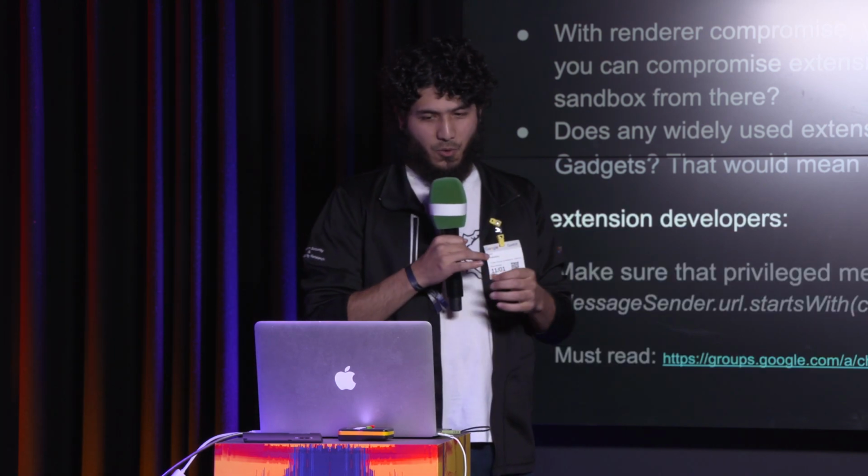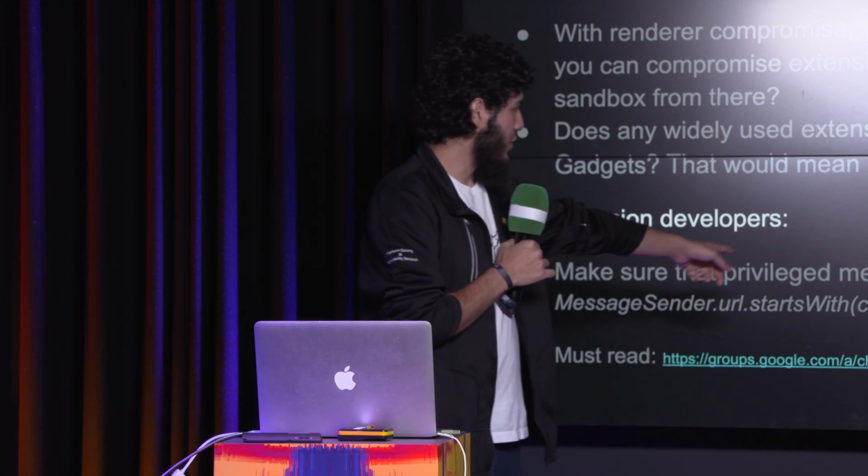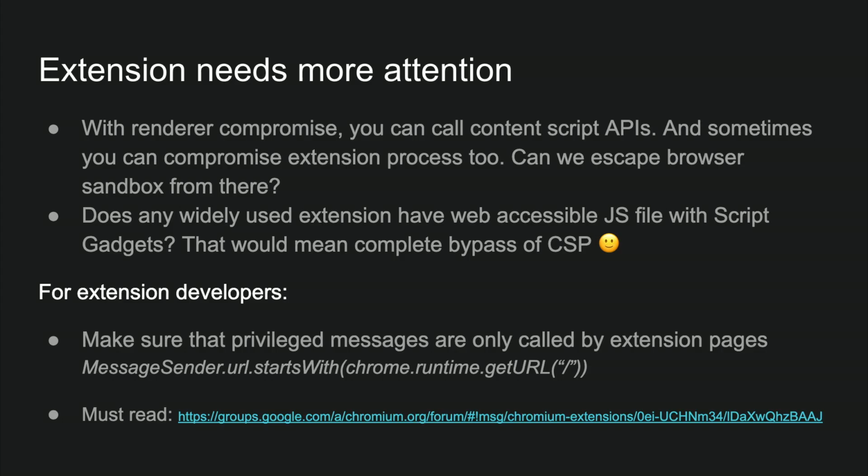So extension developers need to validate that the message sender actually comes from a privileged Chrome extension page, because they are confused about who is sending the message. Sometimes the extension popup and options page send the same message, but they don't know that a content script can be compromised and can send the same message. And the Chrome team actually did a nice post about renderer compromise and why an extension developer needs to care, so they have to read it.